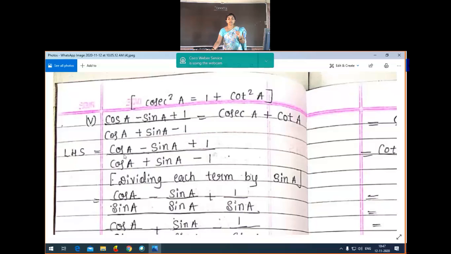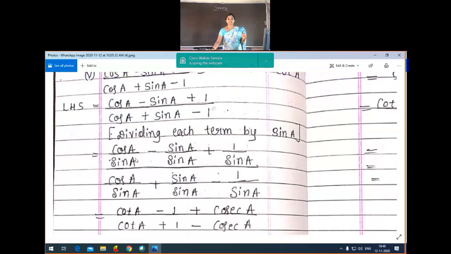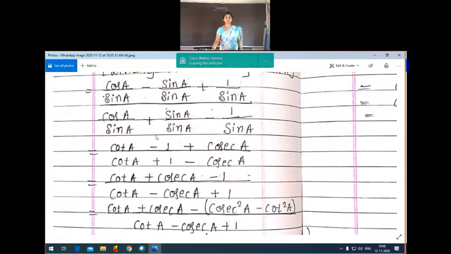Okay. So then cos by sin is cot, then sin by sin is 1. 1 by sin is cosec, no? So that's why you have to think of dividing each term by sin A. So now what happened in the next step? Cos A by sin A minus sin A by sin A plus 1 by sin A divided by cos A by sin A plus sin A by sin A minus 1 by sin A. So this is the simplest step, dividing each term by sin A. After the dividing step, what result will you get? Cos by sin is cot.